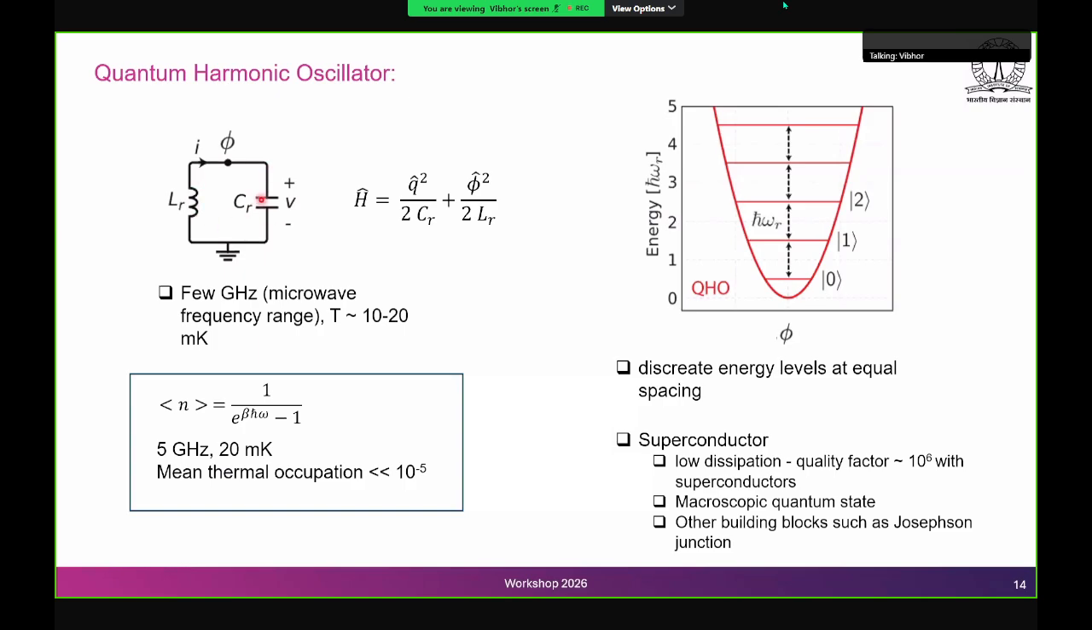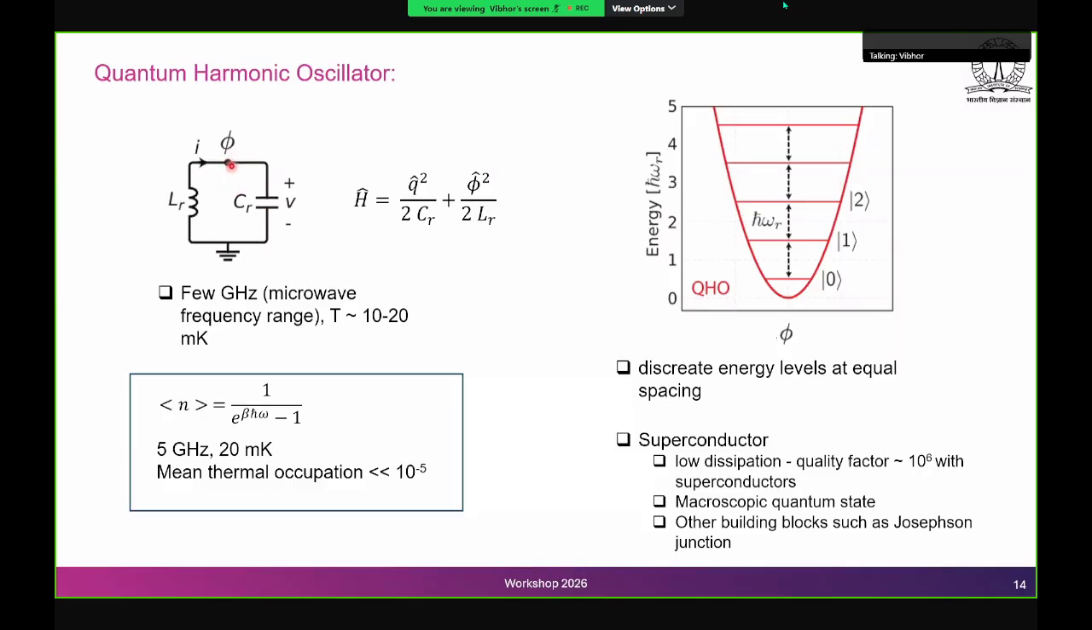If I were to write the energy stored in such a circuit, you would write a simple formula that is related to the charge on the capacitor plate and the current through this inductor, or the flux through this inductor you could define. So it's like Q squared by 2C and phi squared by 2L. Now if such a circuit is designed in the gigahertz frequency range, in the microwave frequency range, and you cool it down to very low temperature, something like 10 to 20 millikelvin, what you would find is that, even if you don't put any energy in such a system and it is in thermal equilibrium with a bath operating at 10 millikelvin, the thermal fluctuations would become very, very small.